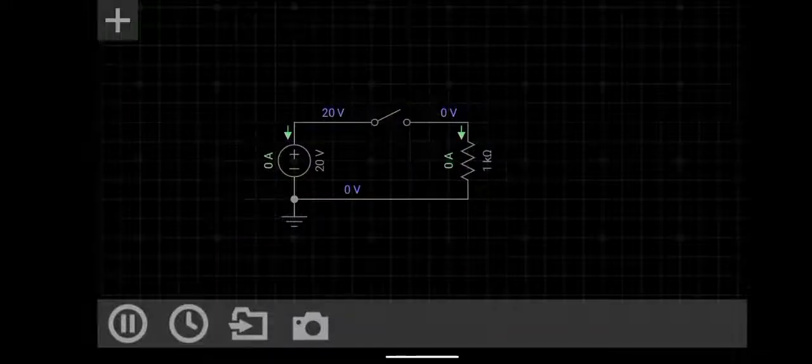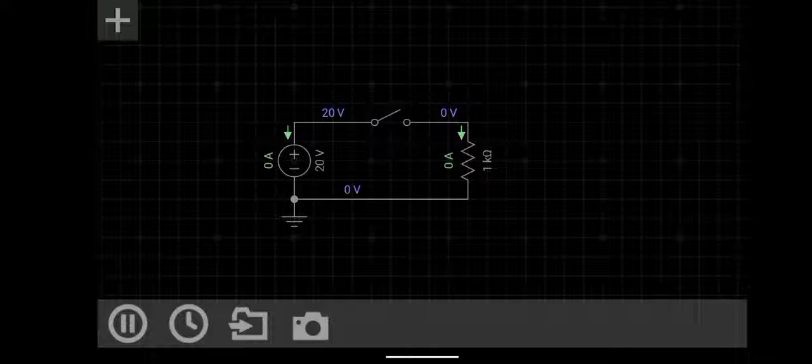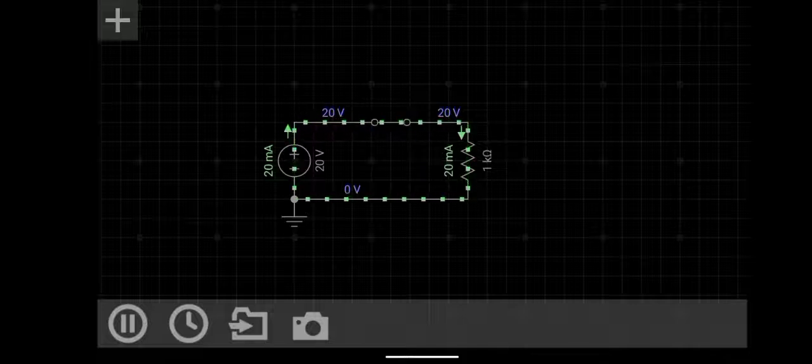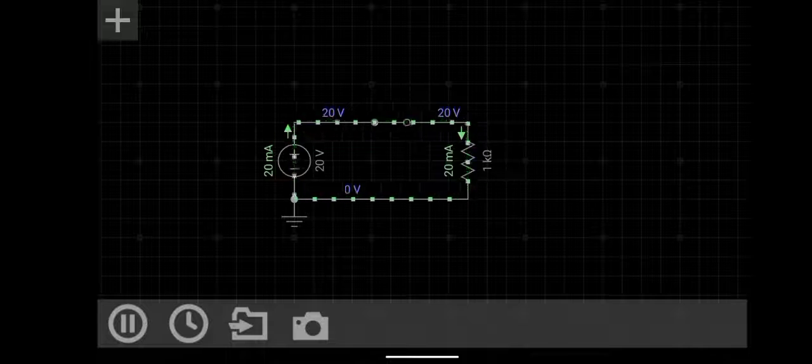Ohm's law helps us understand the relationship between a voltage source, a resistor, and the current between them. Let me give you a quick example. If you look at this diagram and I turn on the circuit, you see there's a current flowing in the circuit. It tells us there's a 20 milliamp current when a 20 volt source is connected to a 1 kilo ohm resistor. This is just basic Ohm's law.